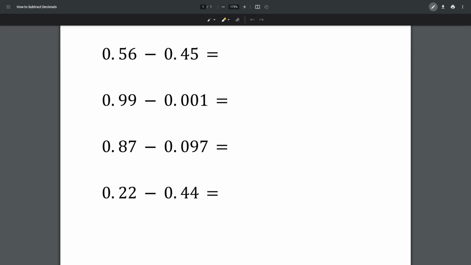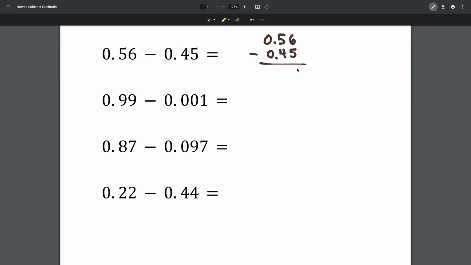In this video, we're going to subtract decimals. So let's look at this first problem. We have 0.56, and from that, we are taking away 0.45. Okay, so I'm going to start like I did in the addition video by lining up the decimal place. Since these have the same number of places after the decimal point, I don't have to add any zeros. I can just go through and do straight subtraction.